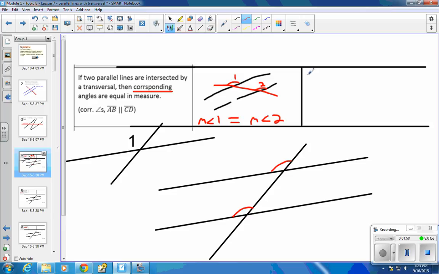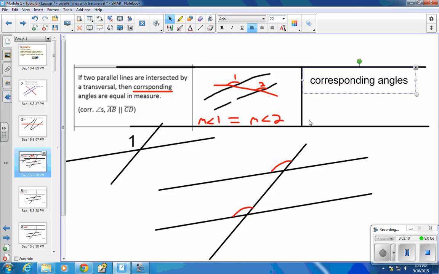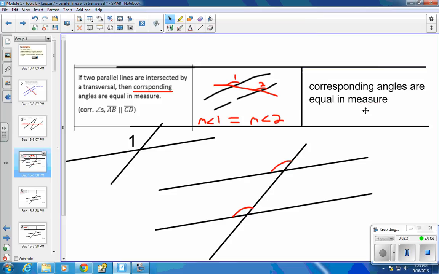So up here, what you're going to write is that corresponding angles are equal measure or equal in measure. Okay, and that's how you're going to fill in the table for that one.